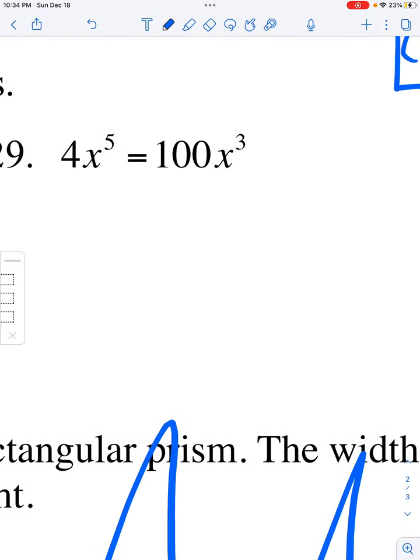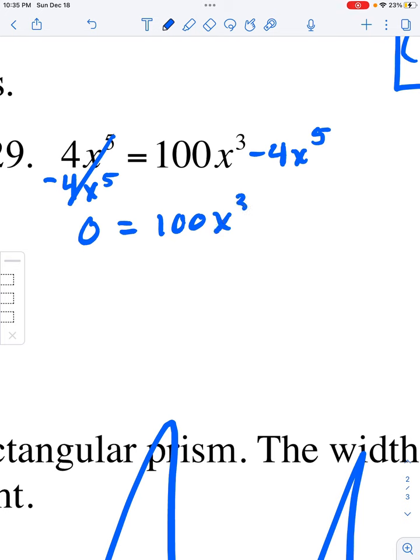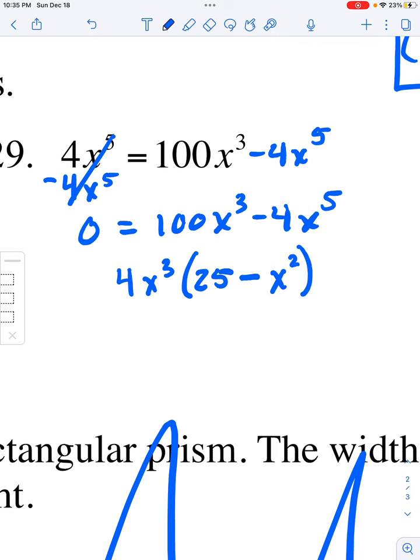This one is not equal to 0 and I need it to be. Before you can find zeros, they have to be equal to 0. So take that negative 4x to the 5th over to the other side, and then I'll have a 0 equation. Now I'm going to look and see what my common term is, and my greatest common factor is a 4, and then I can take out 3 x's. When I do, this first term is going to become a 25, and then minus here, the 4 will come out and 3 of the x's, so I'll just have an x squared.